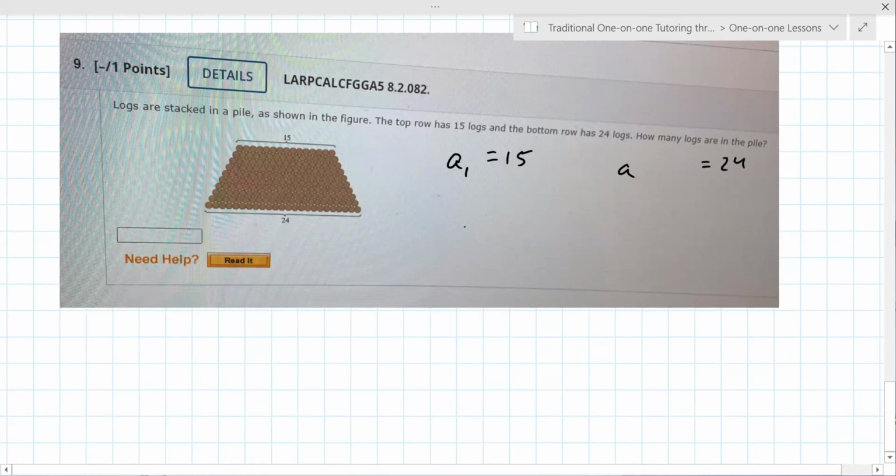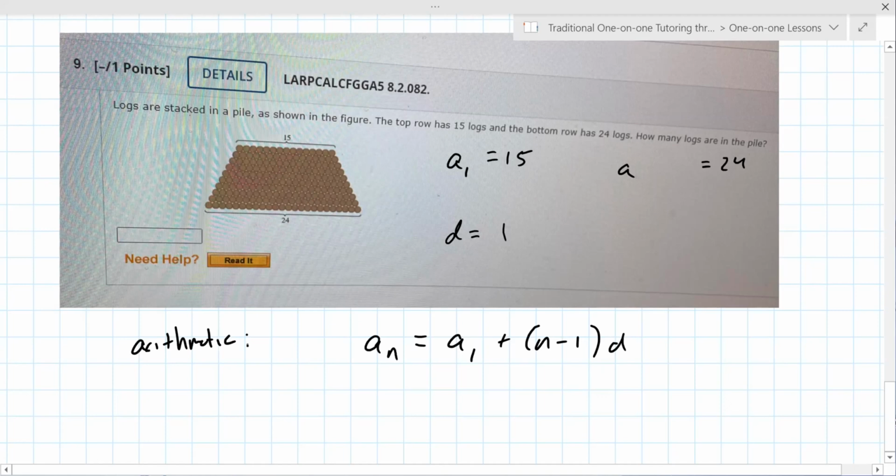Do you have any idea how much they're going up by each time? It looks like 1. There's a formula for a_n: a_n equals a1 plus n minus 1 times d. This is for an arithmetic sequence. So your a_n is 15 plus n minus 1 times d, which is 1. So we know that.